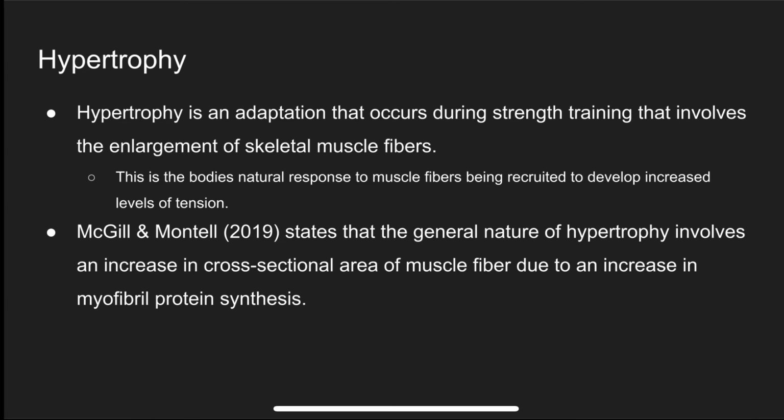Muscular hypertrophy is a desired physiological adaptation that occurs during strength training that involves the enlargement of skeletal muscle fibers. This is the body's natural response to muscle fibers being recruited to develop increased levels of tension. McGill and Montel 2019 states that the general nature of hypertrophy involves an increase in cross-sectional area of muscle fiber due to an increase in myofibril protein synthesis.